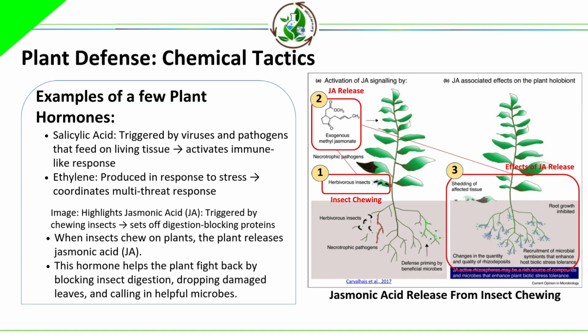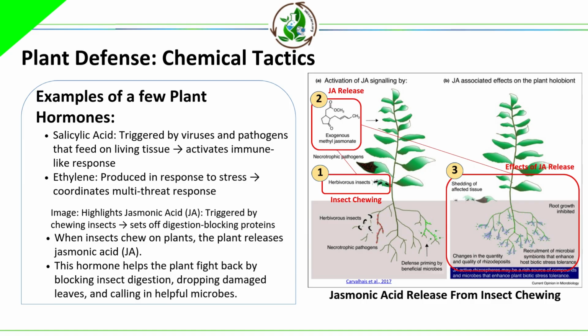Whenever the plant faces multiple threats at once, maybe heat stress and a pathogen, or an insect in drought, ethylene helps coordinate the whole response so the plant doesn't waste energy reacting in the wrong way. Together, these hormones act like an internal alarm system. They tell the plant where the problem is and what kind of defense to launch.